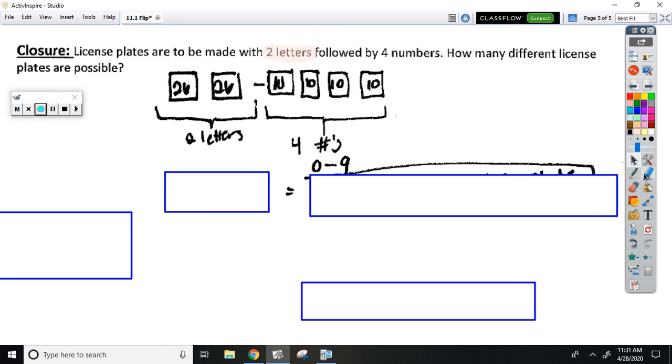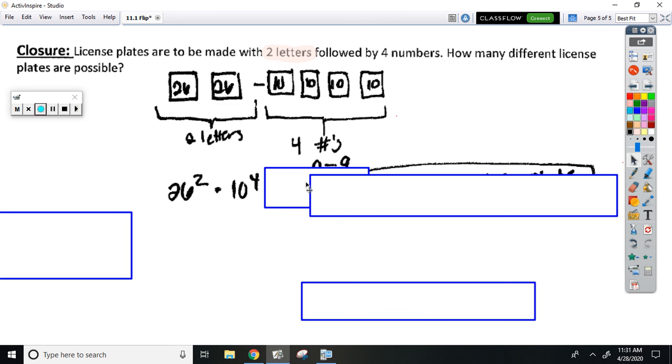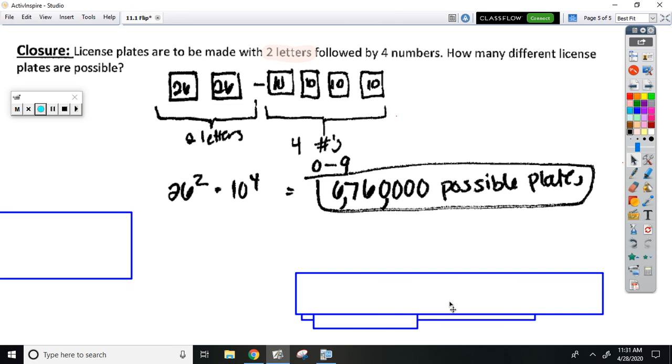And then you can either multiply all that together in your calculator, or we can shortcut it, 26 to the second power, and then 10 to the 1, 2, 3, 4th power. When we punch that in our calculator, we should get 6,760,000 possible license plates.